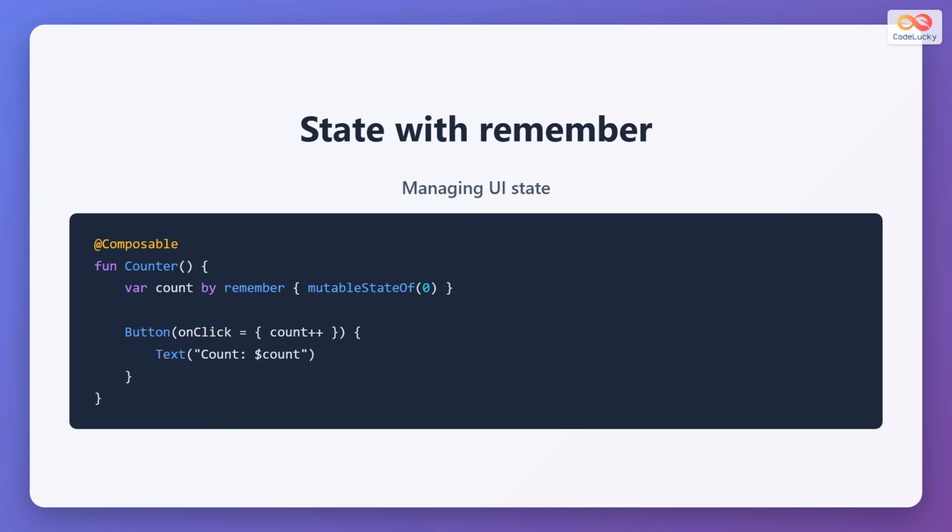Managing state is crucial for interactive UIs. The remember function tells Compose to store a value across recompositions. In this counter example, we declare a variable called count using the remember function with mutableStateOf initialized to 0. The by keyword enables property delegation for cleaner syntax. We then create a Button that increments the count when clicked and displays the current count value in its text. When count changes, Compose automatically recomposes just the Button to show the updated value. This is the power of declarative UI and automatic recomposition.